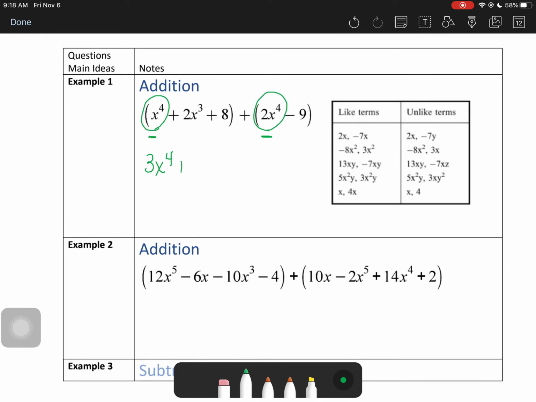There are no other 2x cubes, so I will just write that down, and then I'm adding 8 and negative 9 together, which would be negative 1. Please make sure after you have combined all like terms that your answer, your final polynomial, is written in standard form.